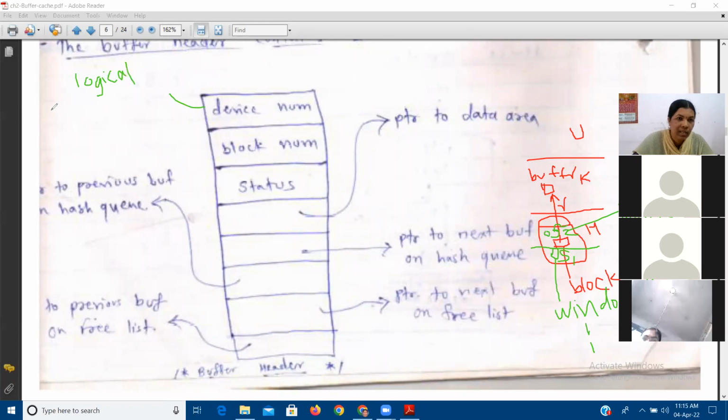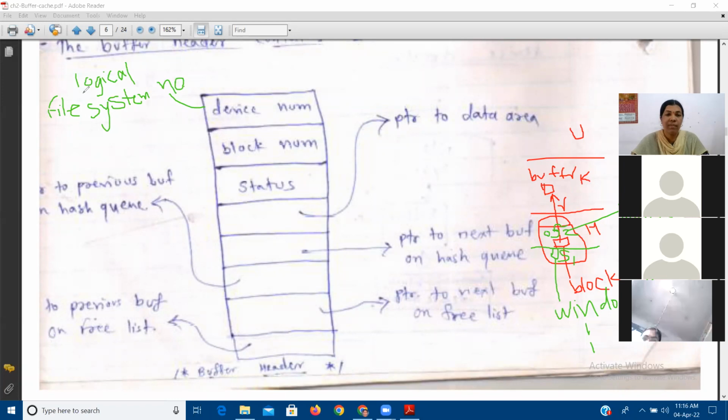लॉजिकल फाईल सिस्टीम नंबर. Okay, so this device number is also called a logical file system number.